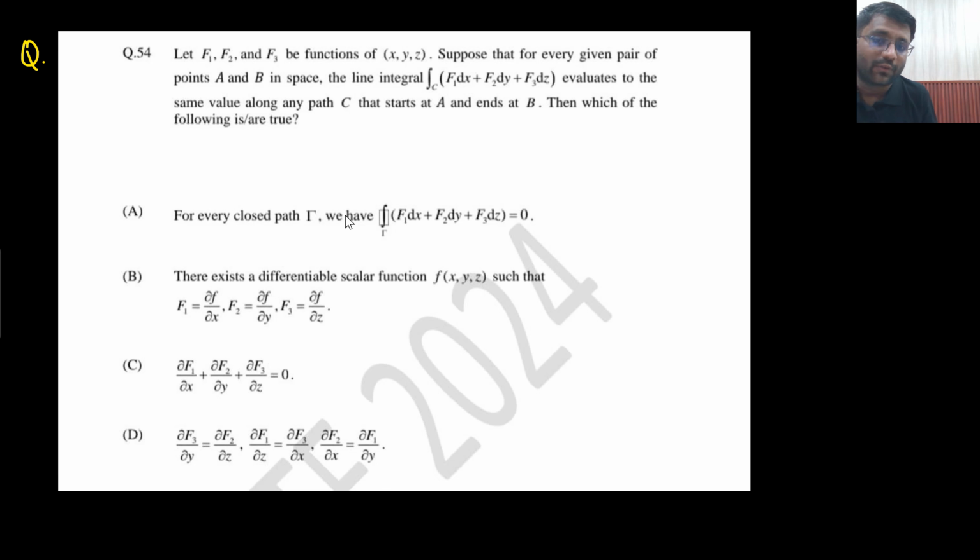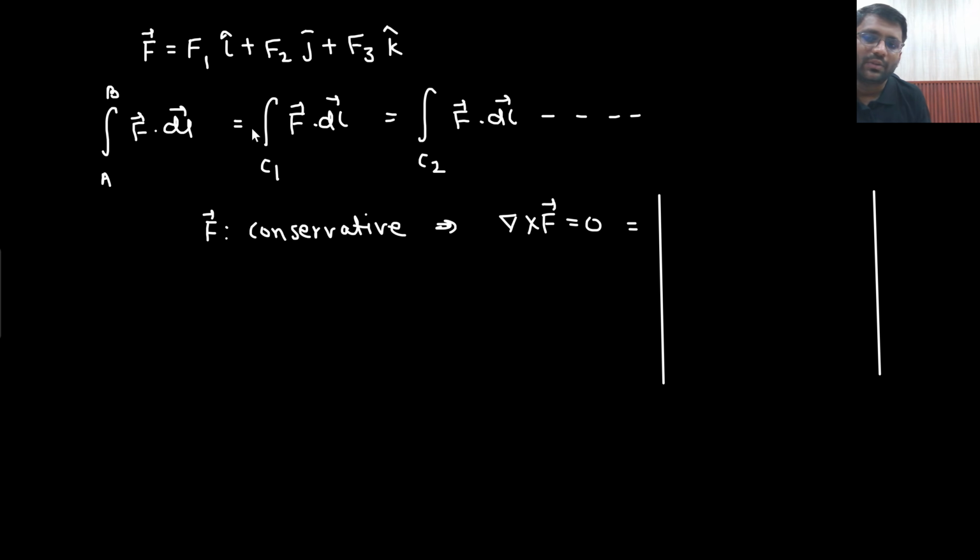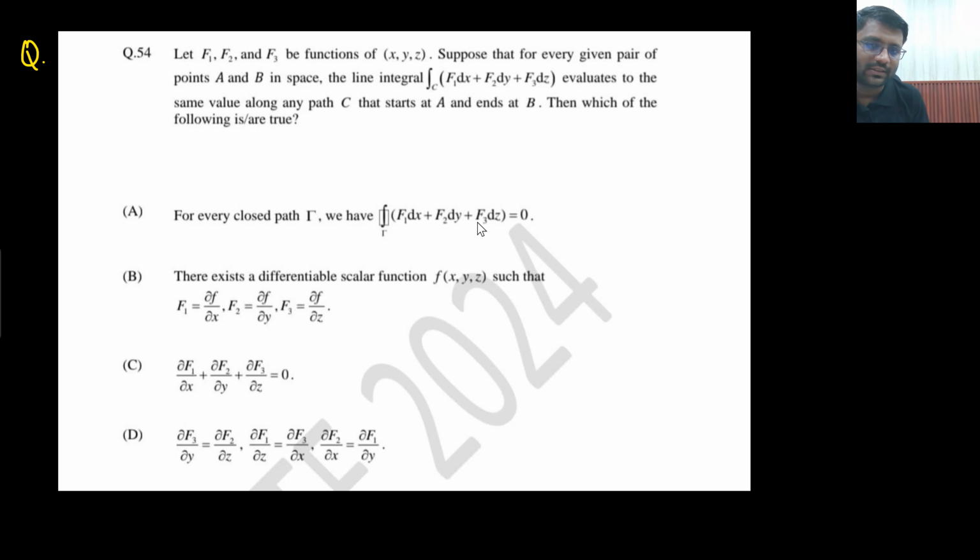For every closed path, the closed line integral will be 0. Is that correct? If vector field F is conservative, then for any closed path, the integral of F dot dl will be equal to 0. Yes sir. What is this? This is nothing but F dot dl only.